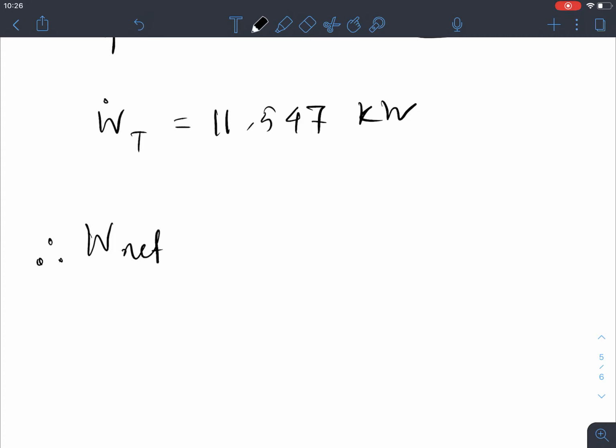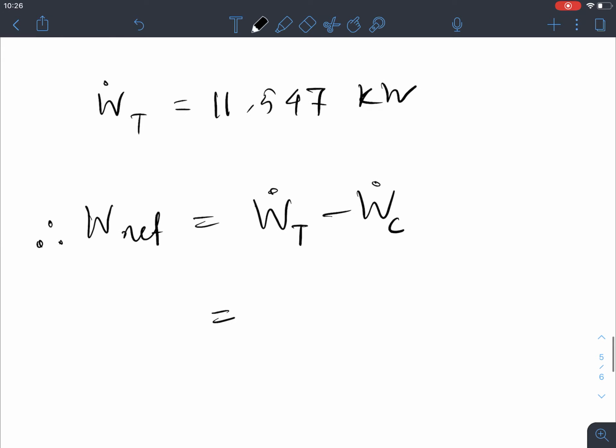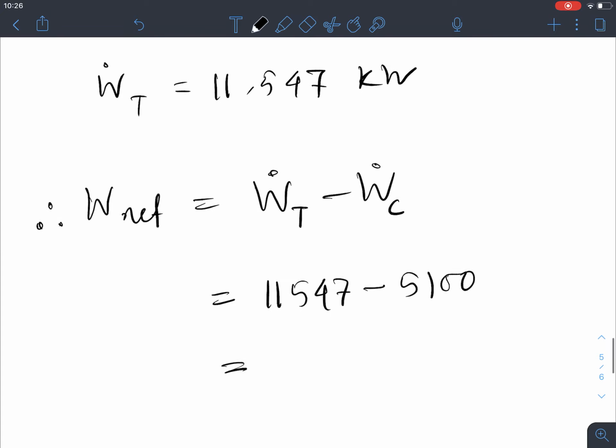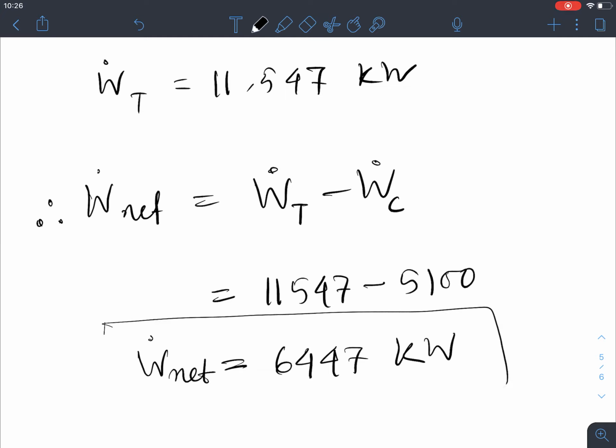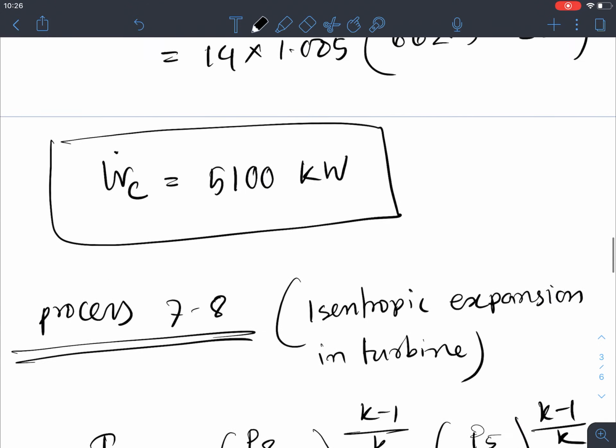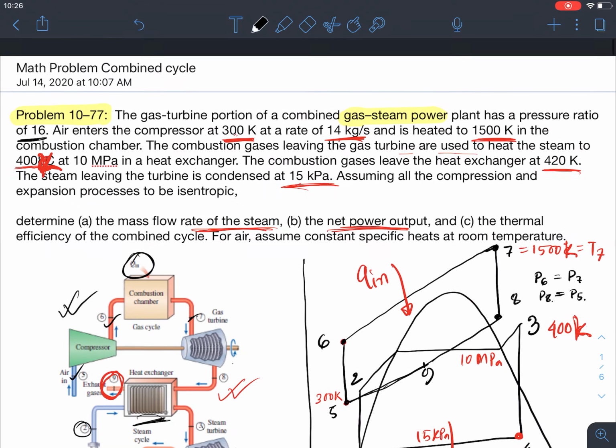So the W net would be W turbine minus W compressor, right? So the W turbine minus compressor: 11,547 minus 5100 equals 6447 kilowatt. So that's our W net for the gas power cycle. Now, we did pretty much everything for the gas power cycle, right?